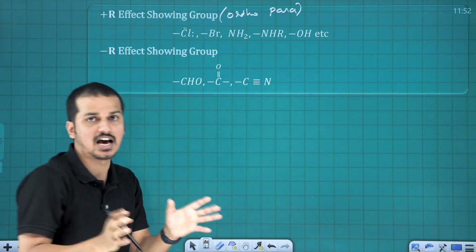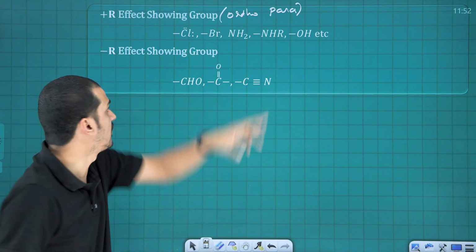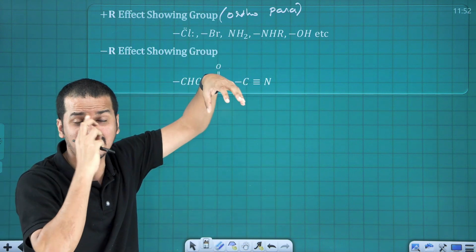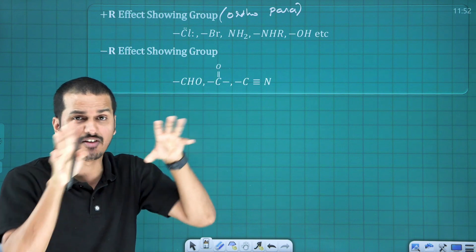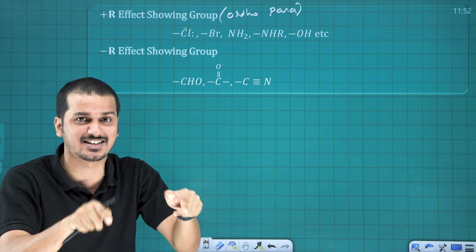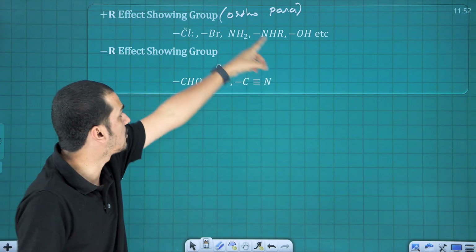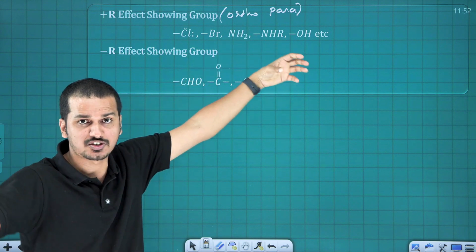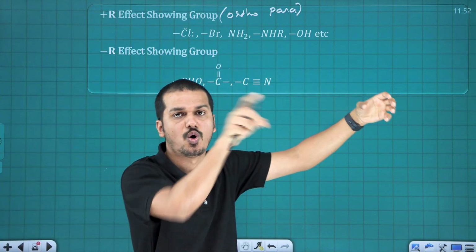Ortho-para-directive groups, or else they are called activating groups. Whenever these kinds of groups are attached to the benzene ring, they will always activate it. They will always make the benzene ring electron rich at the ortho-para position. That's why they are called ortho-para-directive. So whenever an electrophile comes, it can attack at the ortho-para position.